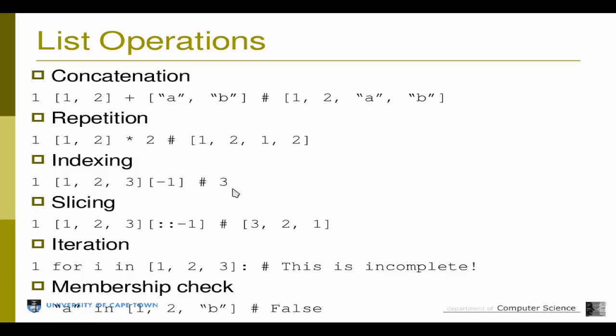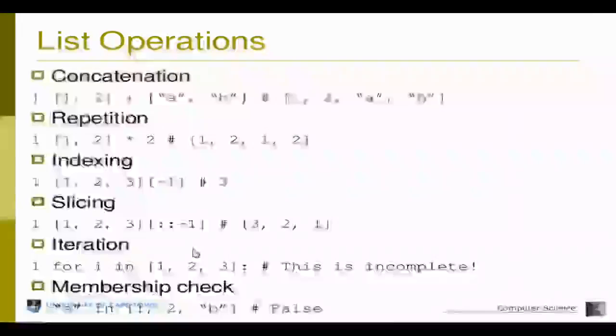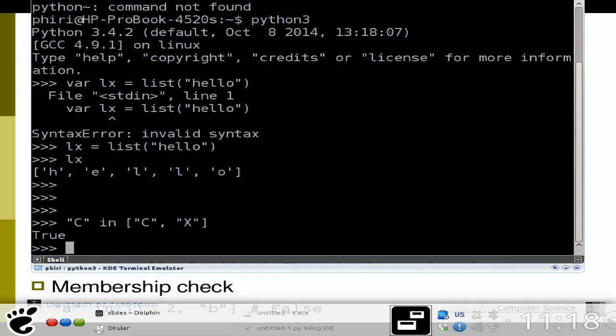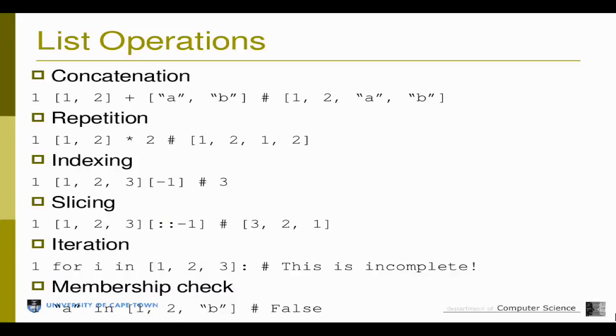Can we loop through strings? Yeah, we can, right? It's of type sequence, it's iterable as well. So we can loop through strings. Syntax is pretty much the same. And we can check for membership as well, right? So try and check to see if a particular value is in X, right? All right.